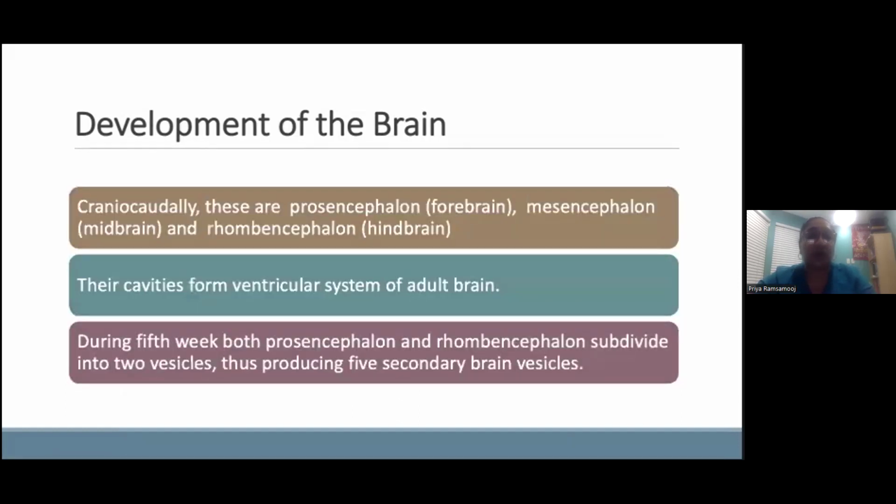Craniocaudally, you have these three vesicles: the prosencephalon or forebrain, the mesencephalon or midbrain, and the rhomencephalon or hindbrain. Their cavities then form the ventricular system of the adult brain. All of this happens in the third to fourth week. Then during the fifth week, the prosencephalon and the rhomencephalon are subdivided into two vesicles each, thus producing five secondary brain vesicles.